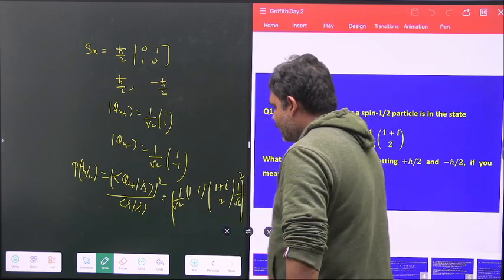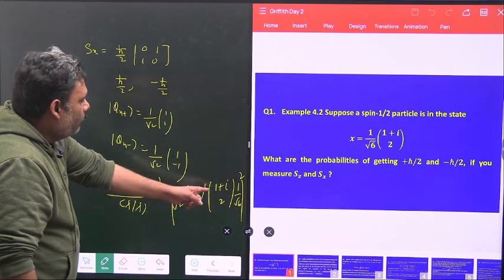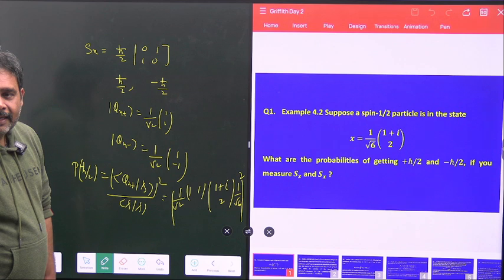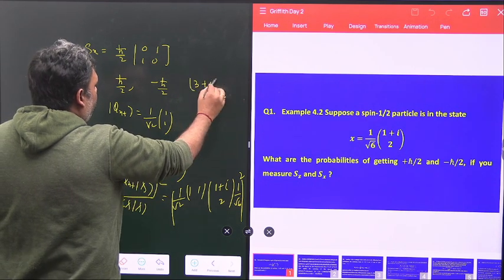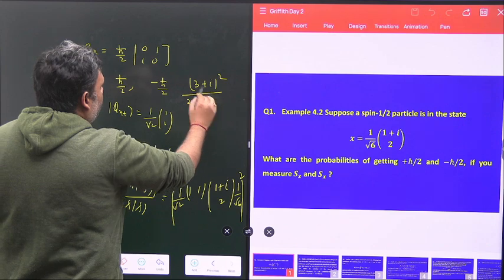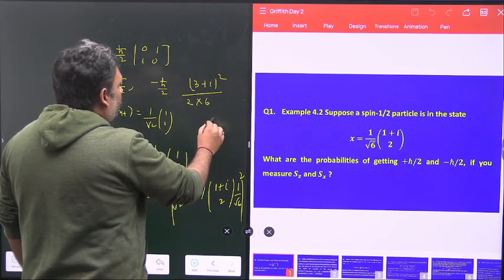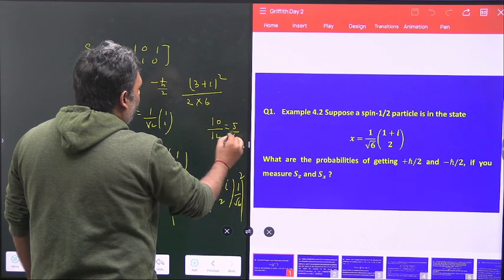So what will happen next? What value is coming? Tell me. You have 1 plus i plus 2, so that value is 3 plus i, right? So you have basically mod square of 3 plus i by 2 into 6. What is mod square of 3 plus i? It is 10. So that value is 10 upon 12, that is 5 upon 6.